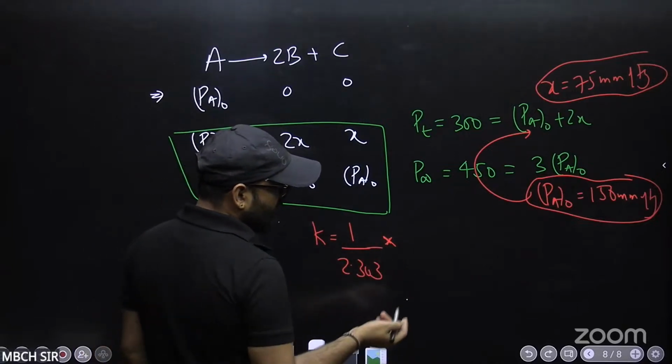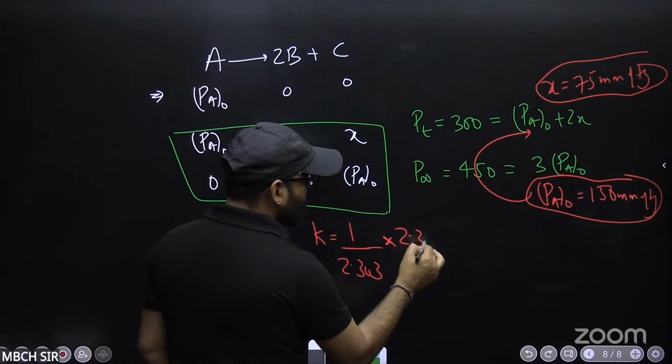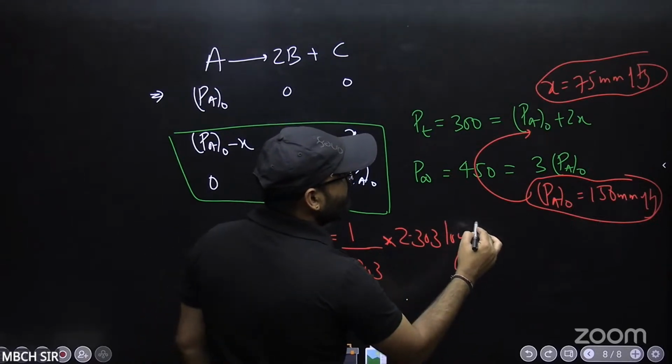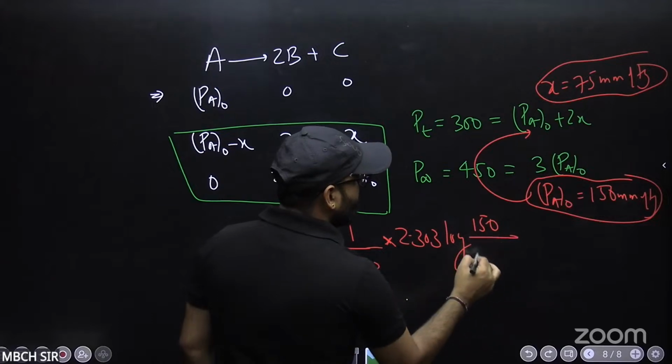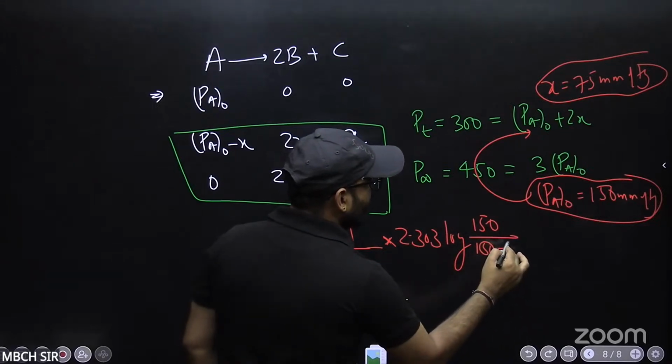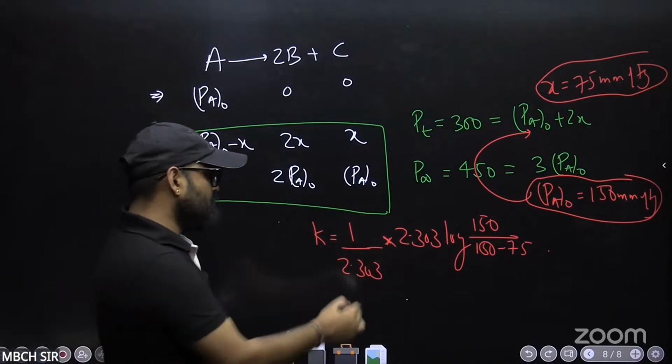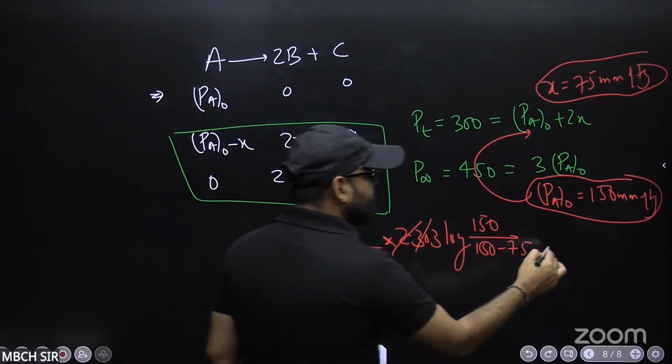If you convert ln into log, then you will get 2.303 log PA naught. What is the value of PA naught? 150 upon PA naught minus x. PA naught minus x. This is log 2. Answer is log 2.